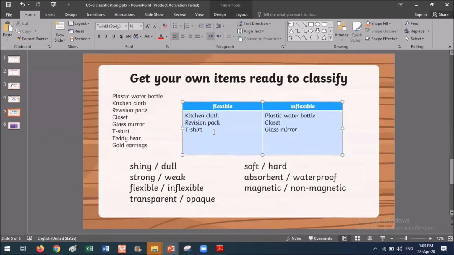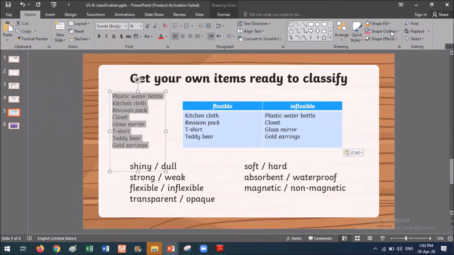Flexible, or else I won't be able to hug him. Exactly. And the last one, your gold earrings. Are they flexible or inflexible? Obviously, they're inflexible because they're gold. Yes, exactly. Thank you, Jada. This is perfect. So we can see how we can use our items to group them under specific things.